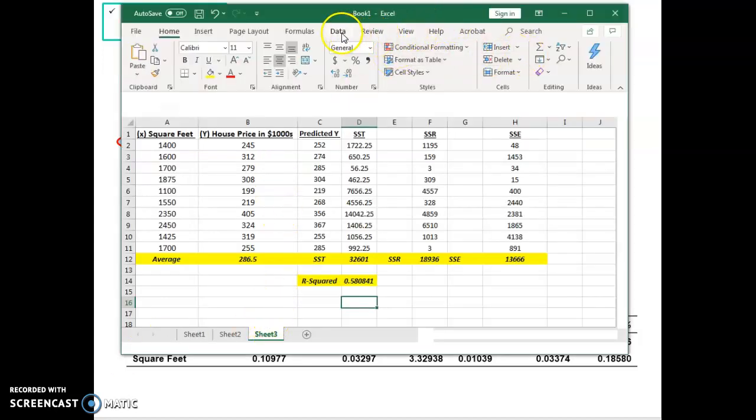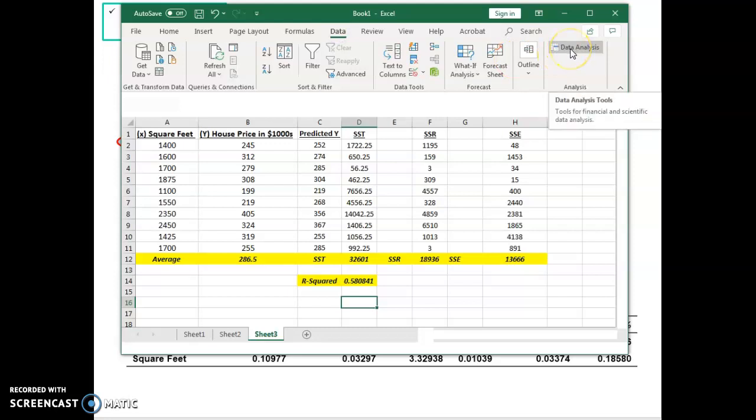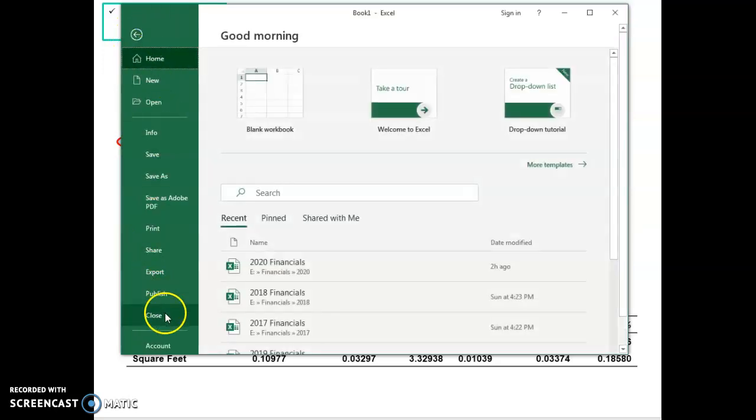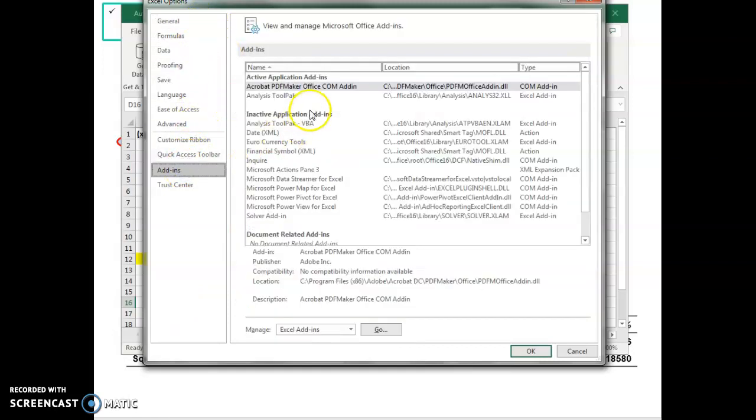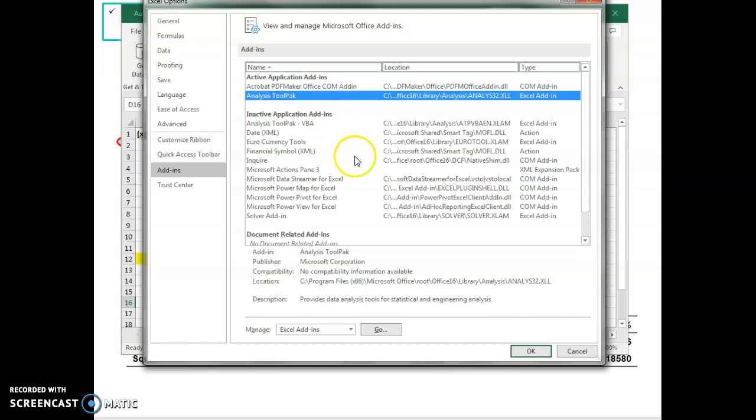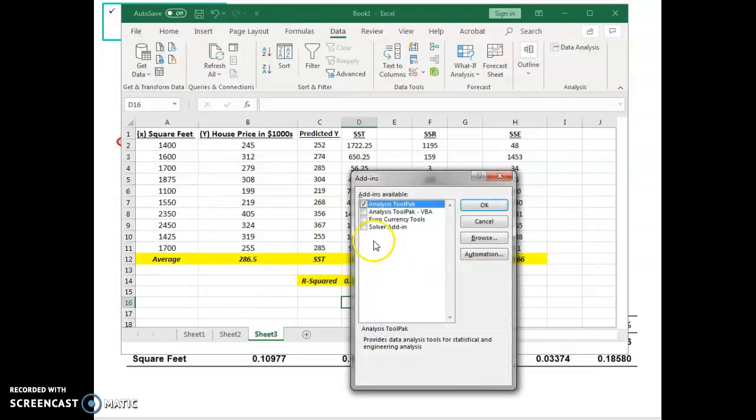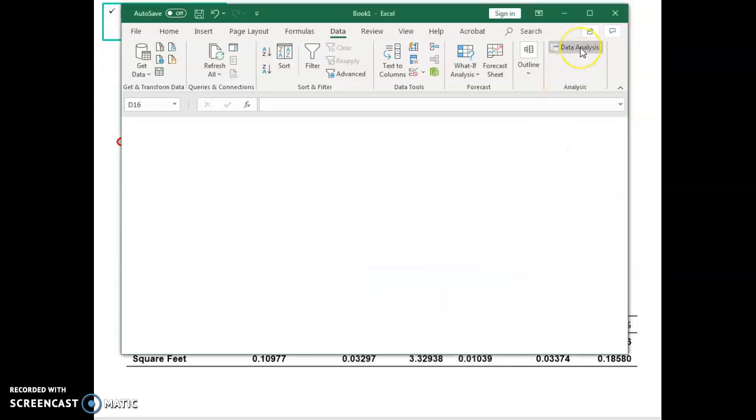If you go to Data, up here you see how it says Data Analysis? If you don't have that, follow these steps. Go to File, go down to Options, go down to Add-ins, find the Analysis Tool Pack, click Go, and then select the Analysis Tool Pack and click OK, and it will pop up there. You'll need to do that before we can proceed with the next steps.